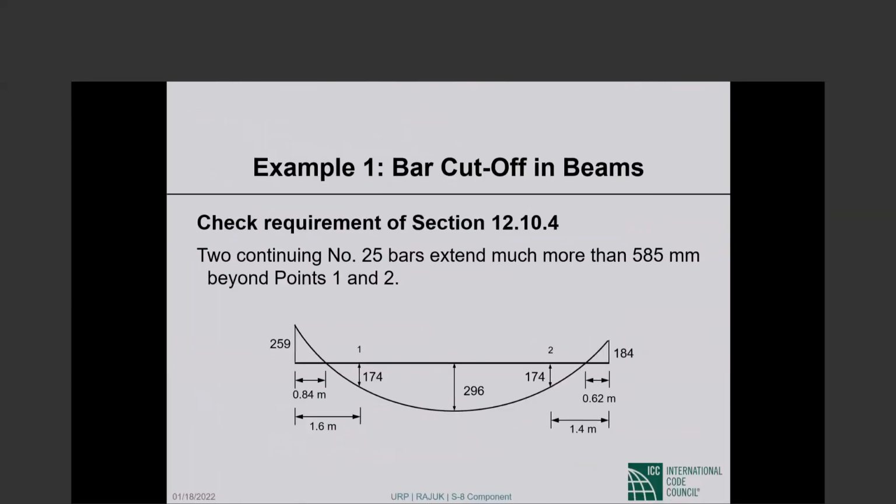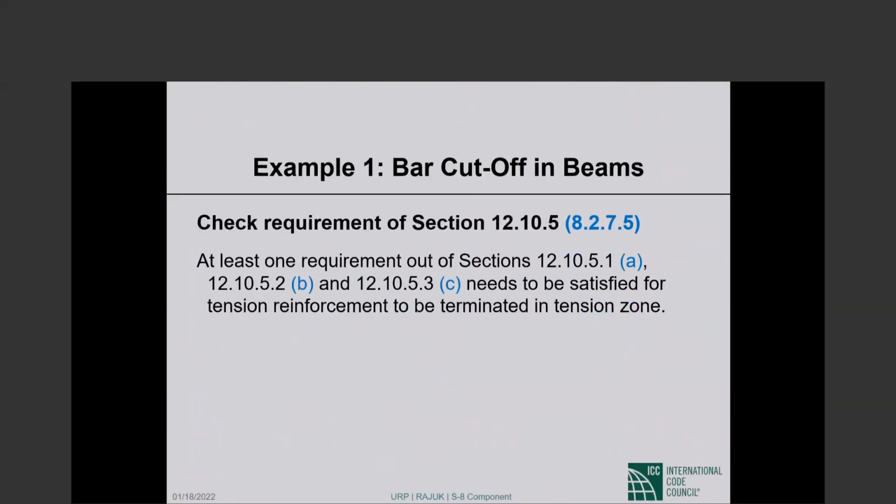So two continuing number 25 bars extend much more than 585 millimeters beyond points 1 and 2. Okay? You have plenty of room. So needed is 585 millimeters. The continuing bars go significantly beyond 585 millimeters. So we are fine in that regard.